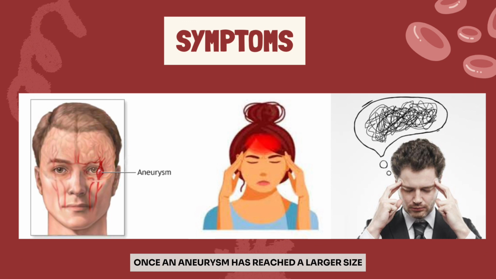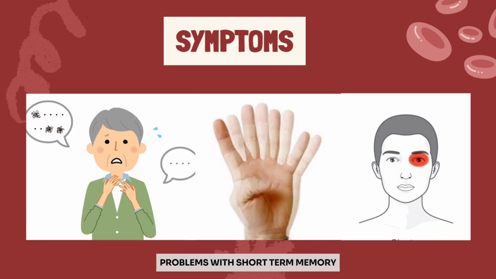Once an aneurysm has reached a larger size, it can cause headaches, difficulty concentrating, problems with short-term memory, difficulty speaking, loss of balance, visual disturbances such as loss of vision and double vision, numbness on one side of the face, and pain above or around the eye.